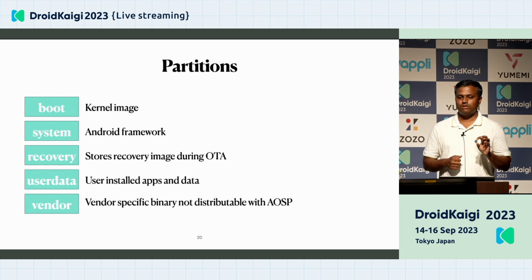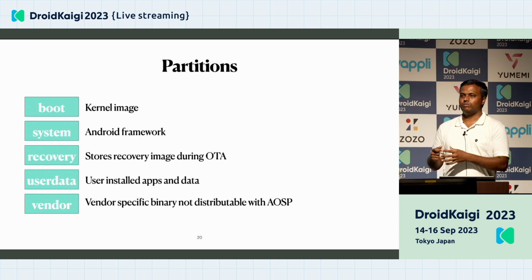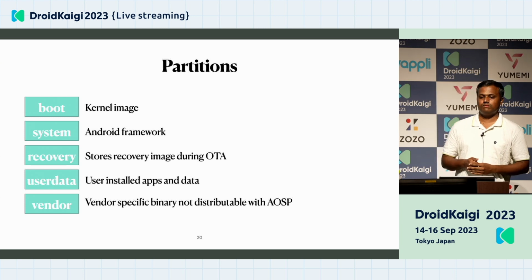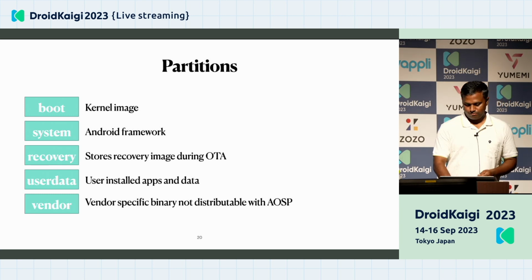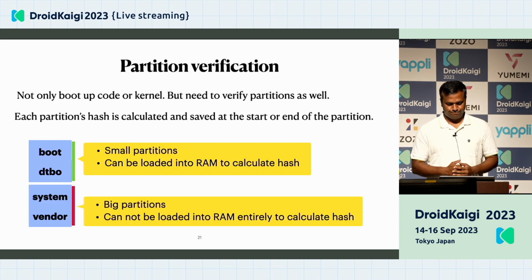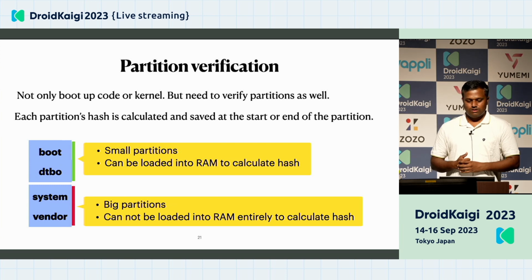And the vendor partition totally depends on the vendor; vendor specific binaries which are not distributable with the Android open source go into this partition. There are some pre-installed applications in any Android device, especially the vendor specific ones, which you cannot uninstall. All these applications go to the vendor related partition. Okay, so many partitions do exist in a device.